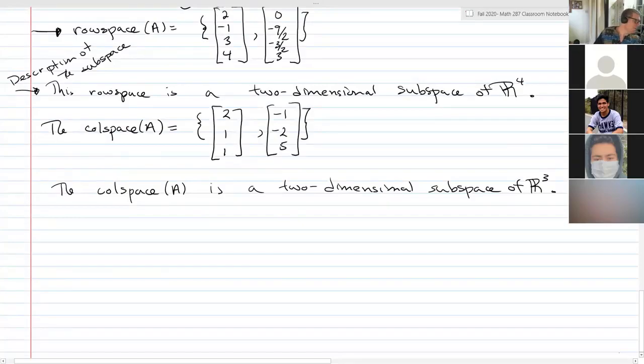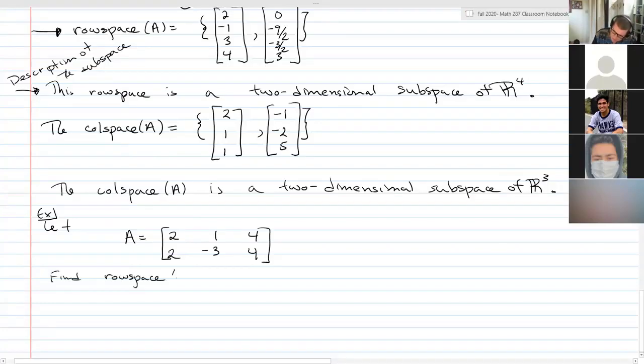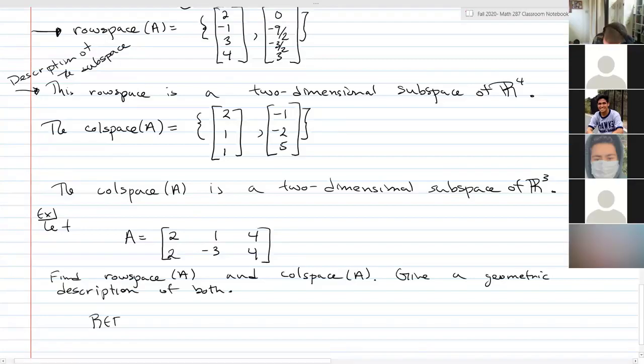How about this? Let's take, for example, A equal to (2, -2, 1, 4) and (2, -3, 4). Find the row space of A and the column space of A. Give a geometric description of both. So I got the REF of A is equal to (2, 1, 4), (0, -4, 0). So there's the REF of A.